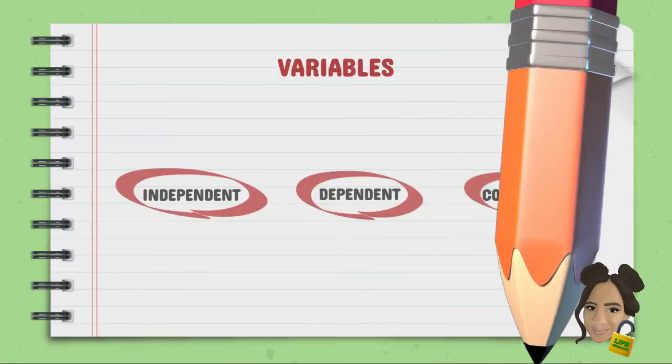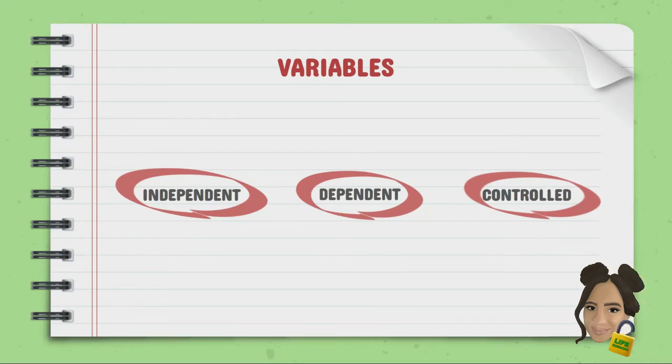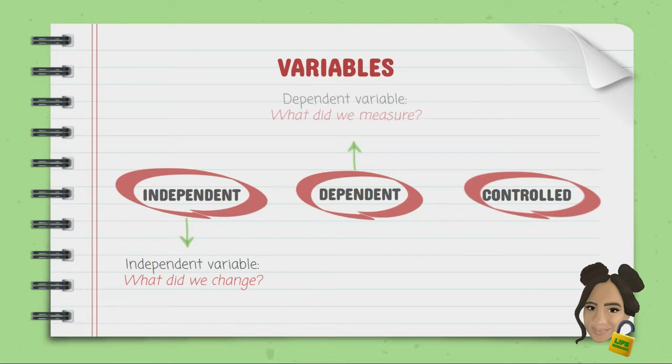Time to take a look at our variables. For the independent variable, we would need to answer the question, what did we change? The dependent variable can be found by identifying what we measured and which units we used to measure. The controlled or fixed variables are everything we kept constant in order to make the experiment as fair as possible.